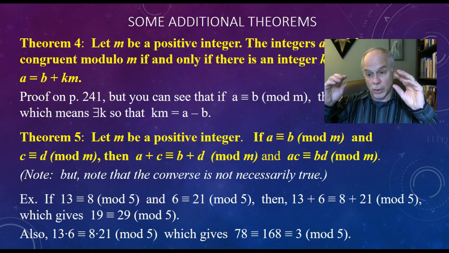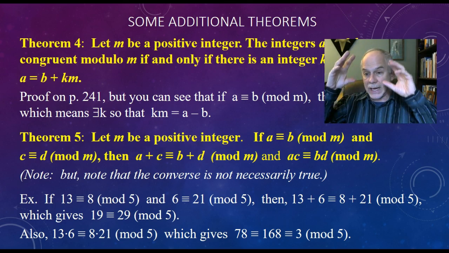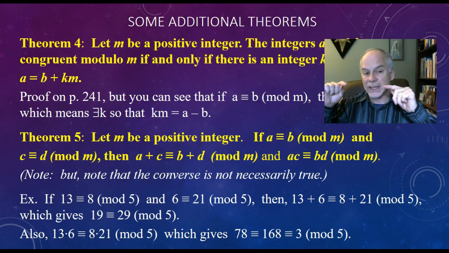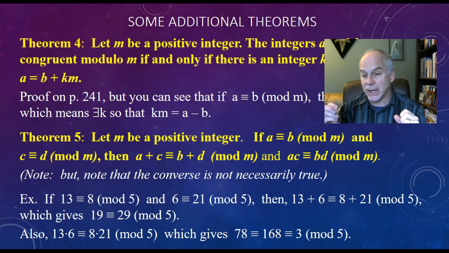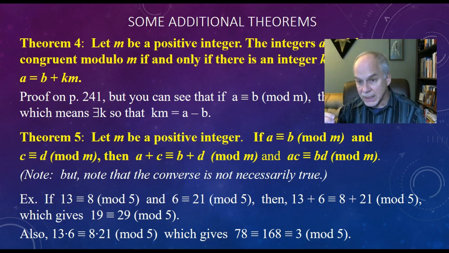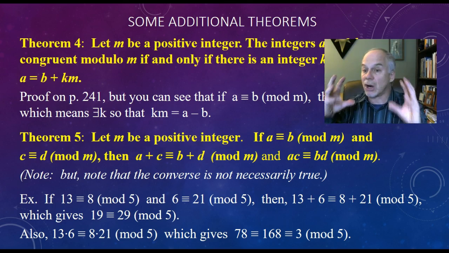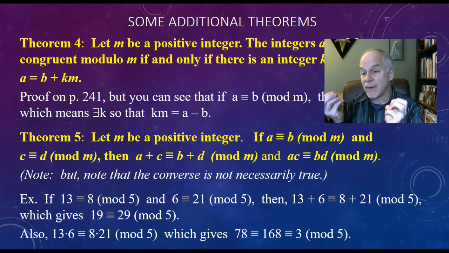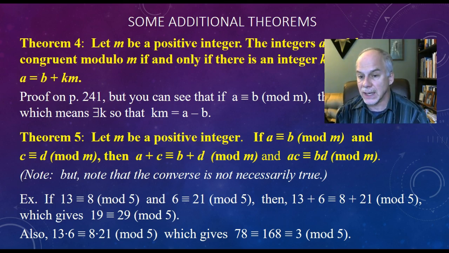Now, it works going one direction only. If you know a congruent to b mod m and c congruent to d mod m, then you could add the left sides together and the right sides together, and it's still a congruence. Or you can multiply the left sides and the right sides together, and it's still a congruence. But you can't start with them added together and then split them apart into separate congruences. Okay? It doesn't go the other direction.